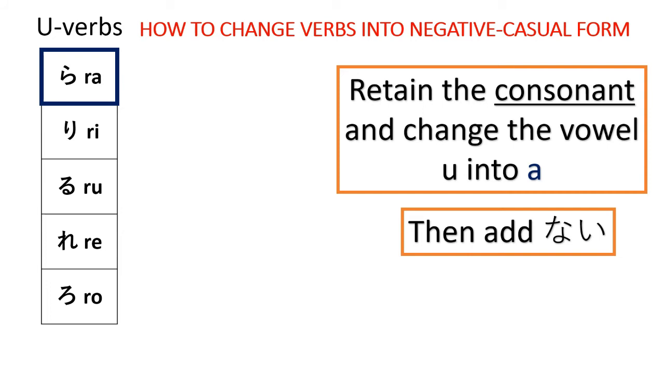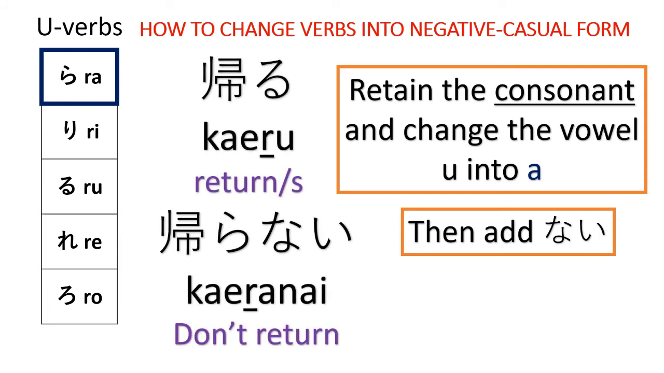And again, if we recall, there are some Japanese verbs that end with ru, but are u verbs, like kaeru. Kaeru is an u verb. In this case, we retain R and change the vowel U into A. Kaeranai. Don't return or doesn't return.